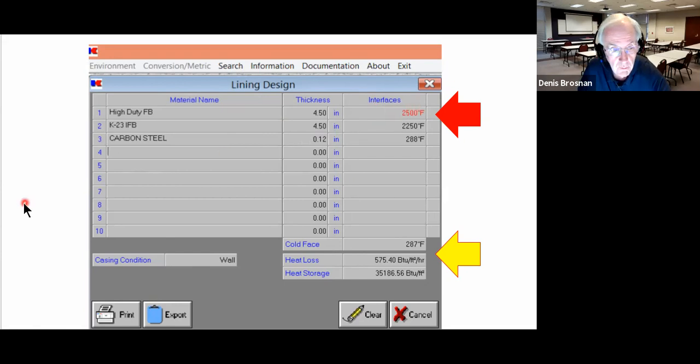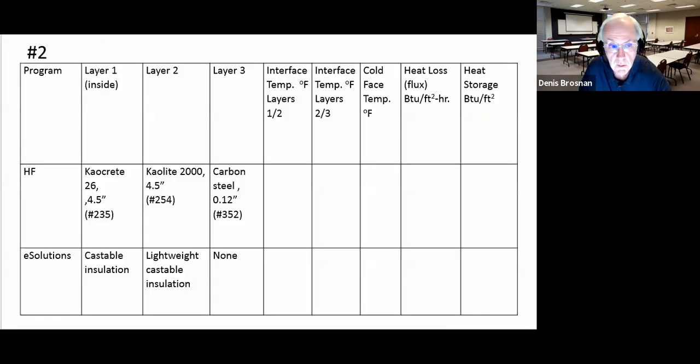So that is one of the problems with this design right here. Probably in a real furnace, you'd use super duty refractory if you wanted to use a clay refractory brick in that situation. But that's not what we have in the database. Okay, on to problem 2.